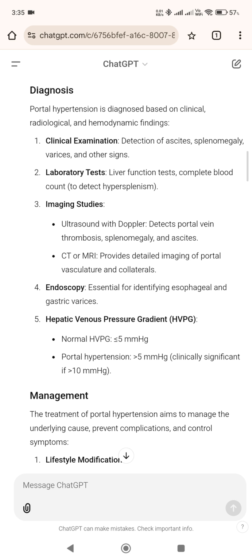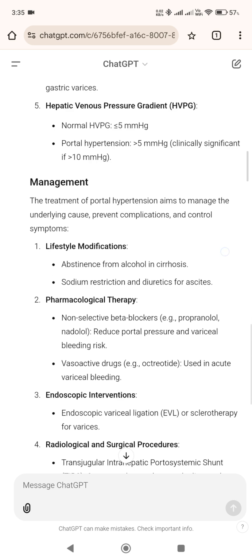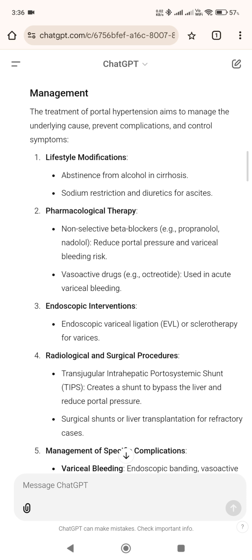5. Hepatic venous pressure gradient, HVPG. Normal HVPG is 1 to 5 millimeter Hg; portal hypertension is above 5 millimeter Hg, clinically significant if above 10 millimeter Hg. Management. The treatment of portal hypertension aims to manage the underlying cause, prevent complications, and control symptoms. 1. Lifestyle modifications: abstinence from alcohol in cirrhosis, sodium restriction and diuretics for ascites.